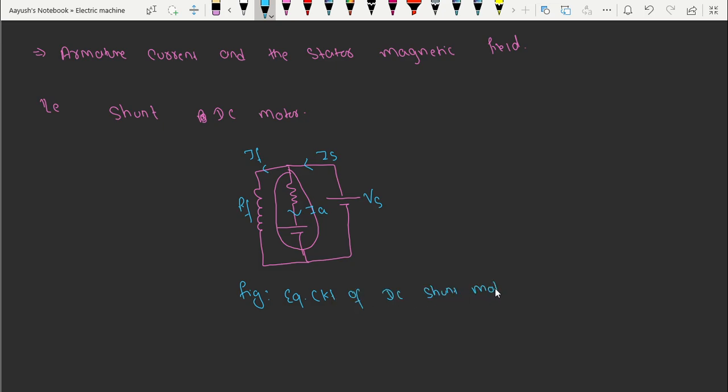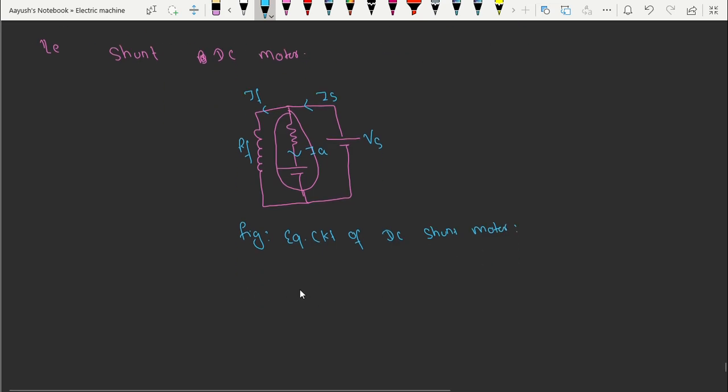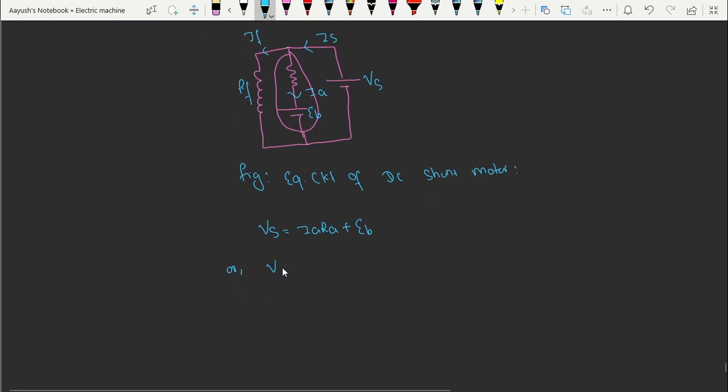Now you can write the voltage equation from here. Using Kirchhoff's voltage law, we can write VS equals IA RA plus EB. It is called EB, and the subscript B is for the back EMF. Now we can derive the current equation from here: IA equals (VS minus EB) by RA. This is our current equation in the DC shunt motor.